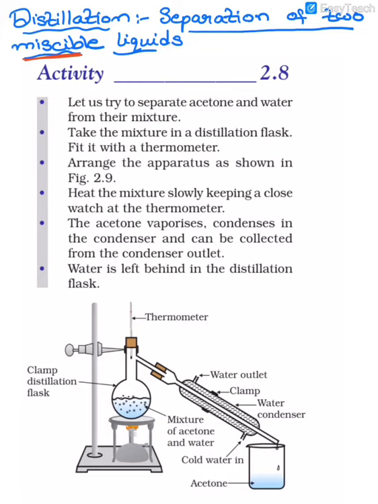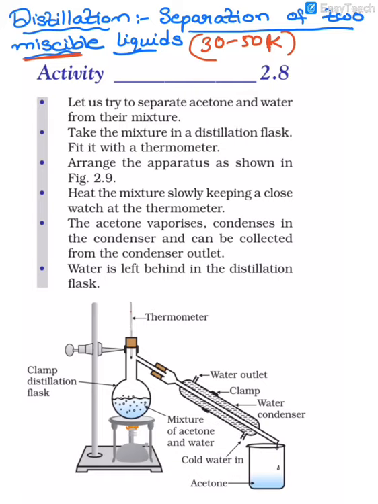Miscible means which mix with each other and whose boiling points should have a sufficient difference between them, of about 30 to 50 K. So the difference between their boiling points should be enough, that is 30 to 50 K. Then only you can use this method of distillation.